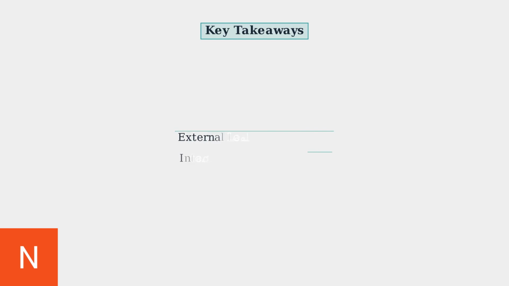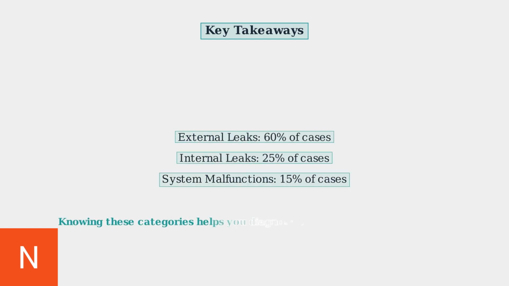Understanding these three categories of coolant loss helps you diagnose problems more effectively. External leaks are the most common, internal leaks are the most serious, and system malfunctions can cause overheating and coolant loss even without visible leaks.